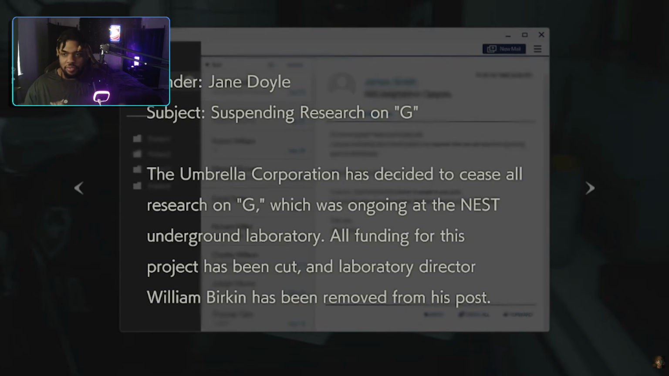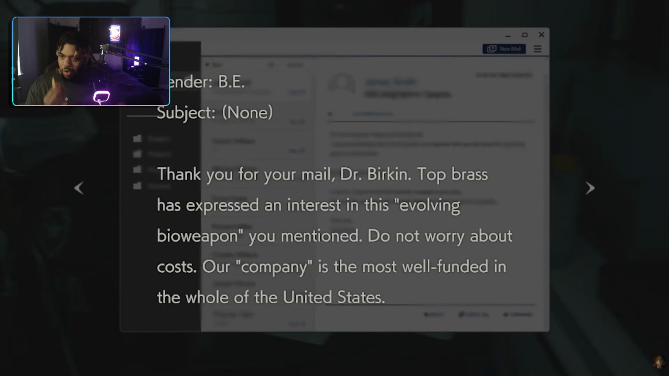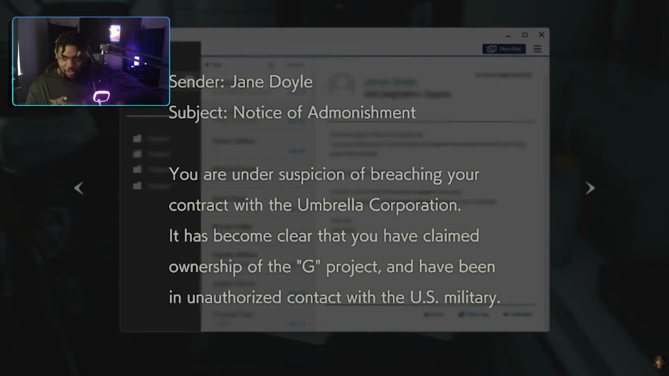Surplus to requirements, and he was right, as they'd removed him from his post, as Umbrella moles in the US military had reported that Birkin had agreed to sell G to them. He would sell the military the G-Virus for their own bioweapons development program, and in exchange he would receive protection from Umbrella. Umbrella then made their move, but again, things are about to kick off.